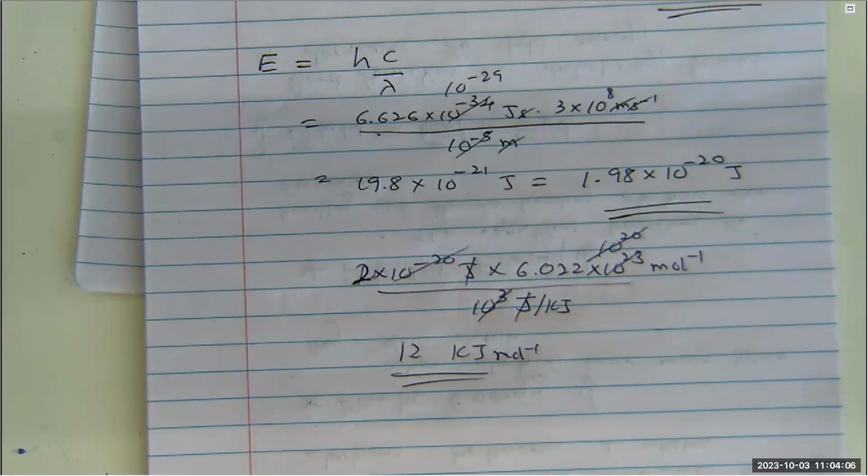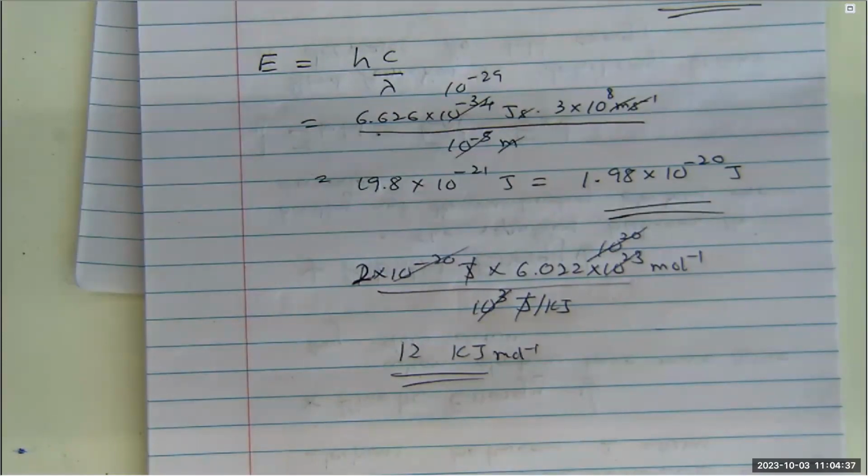Just a reminder, the idea is very simple. Whenever you are asked to calculate the energy of a transition or the energy of a photon, that's the equation we're going to use: energy is equal to Planck's constant times the speed of light divided by the wavelength. That's it. That gives you the energy of a photon. If you are asked to convert that to kilojoules per mole, then multiply by Avogadro's number and divide by 1000. That will give you the kilojoules per mole.